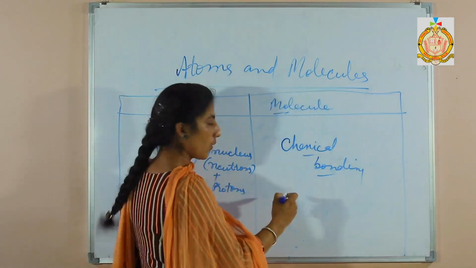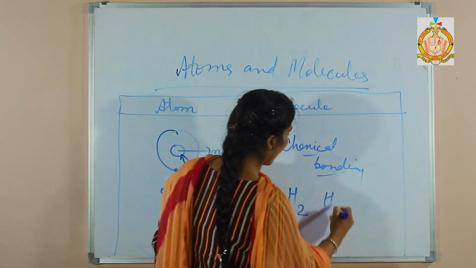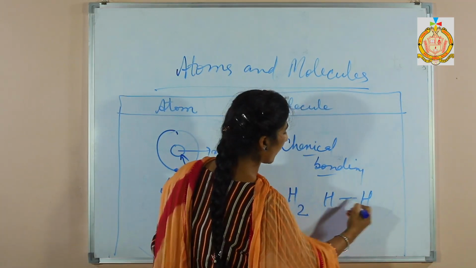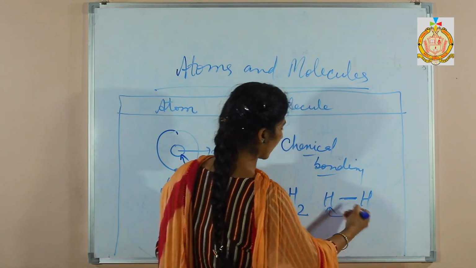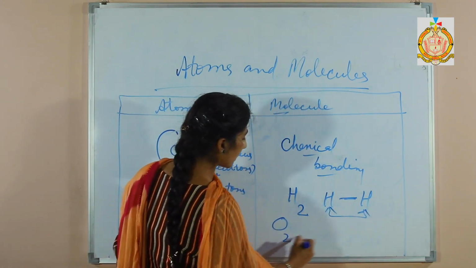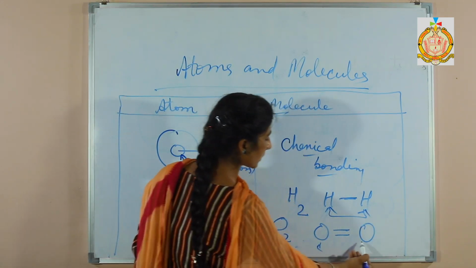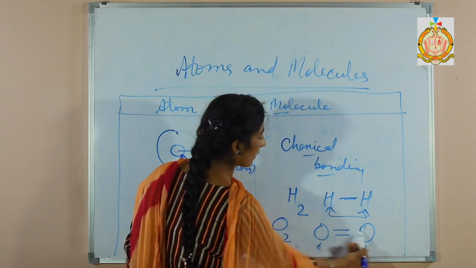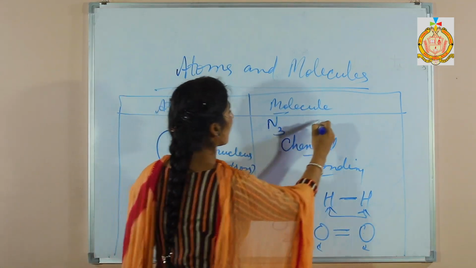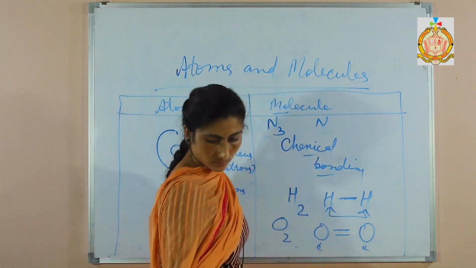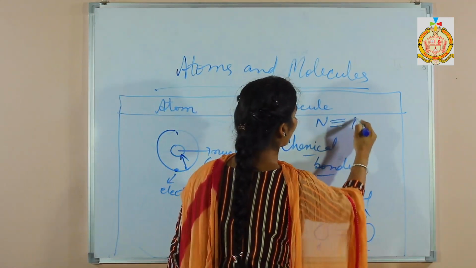For example, a molecule of hydrogen, H2. One atom of hydrogen and one atom of hydrogen, they have a single bond between them. Chemical bond, single. Next, oxygen has a double bond between them. One atom of oxygen, this is the second atom of oxygen, and they have a double bond between them. Next, nitrogen, two atoms of nitrogen, they have a triple chemical bond between them.